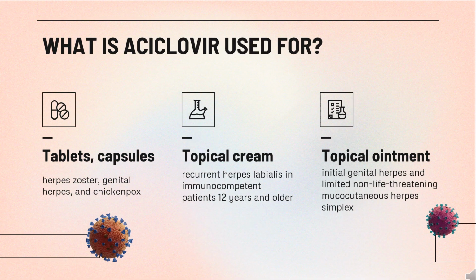What is acyclovir used for? An acyclovir topical cream is indicated to treat recurrent herpes labialis in immunocompetent patients 12 years and older. Acyclovir oral tablets, capsules, and suspensions are indicated to treat herpes zoster, genital herpes, and chickenpox. Acyclovir topical ointment is indicated to treat initial genital herpes and limited non-life-threatening mucocutaneous herpes simplex in immunocompromised patients.